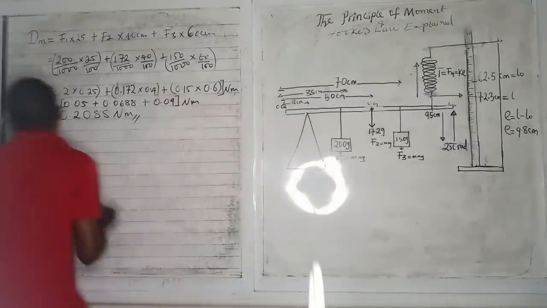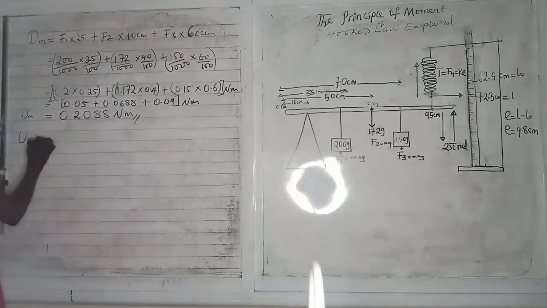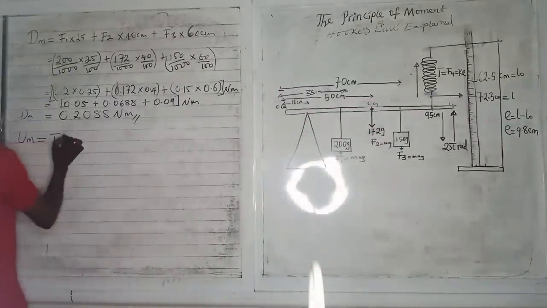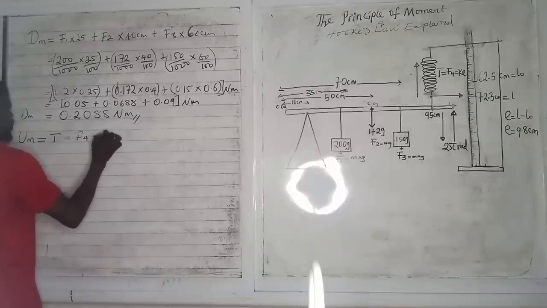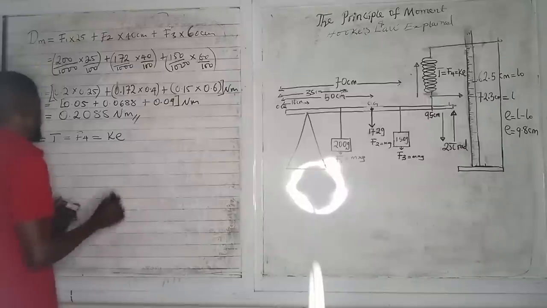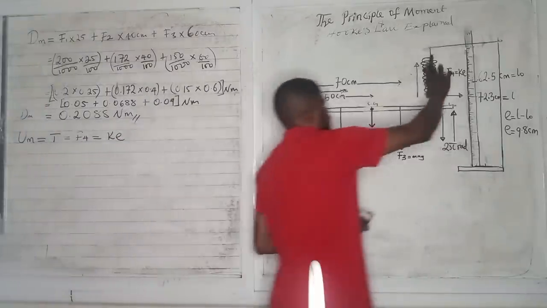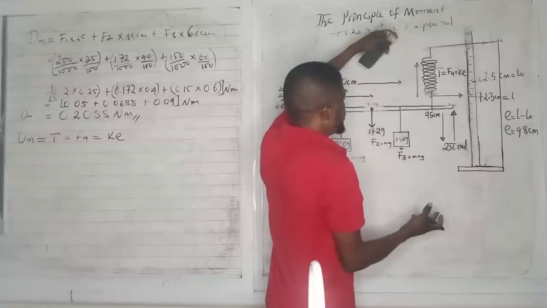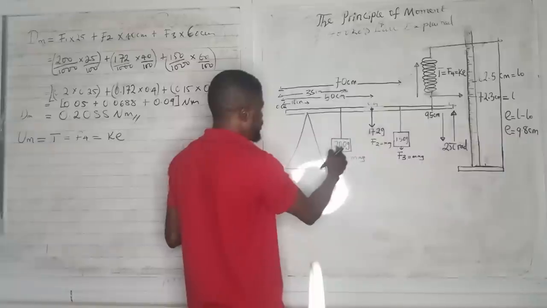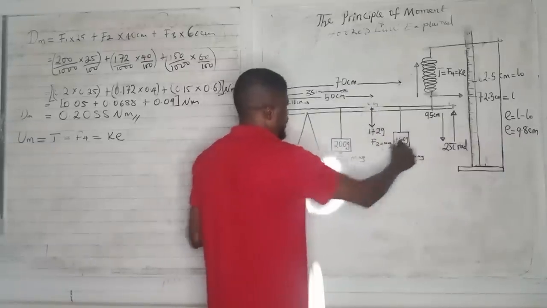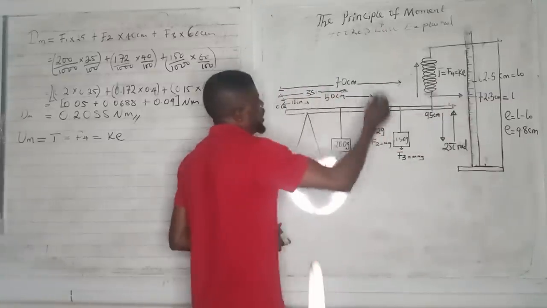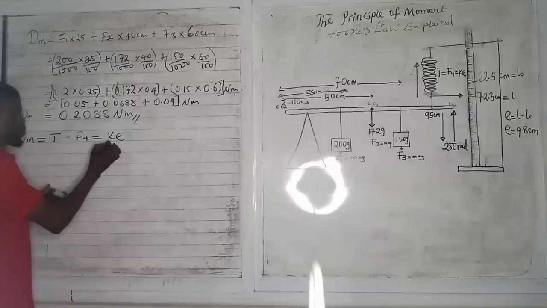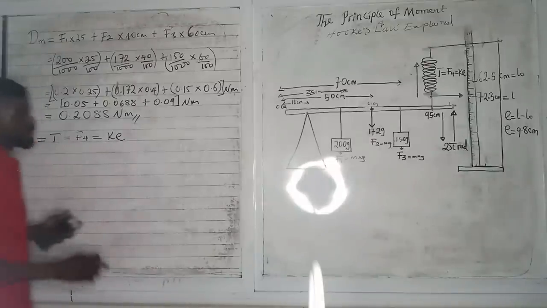The total upward moment is given to be equal to the tension of the spring, which is F4, and that is equal to Ke. So F4, the tension here, is Hooke's law. Ke is the force causing the spring to extend: the weight of the ruler at the center, this weight, pushing the spring down and creating an upward tension. And that is where Hooke's law comes in. F4 equals Ke. And this K is what the examiners may ask us to find. So if you see, I did something here.